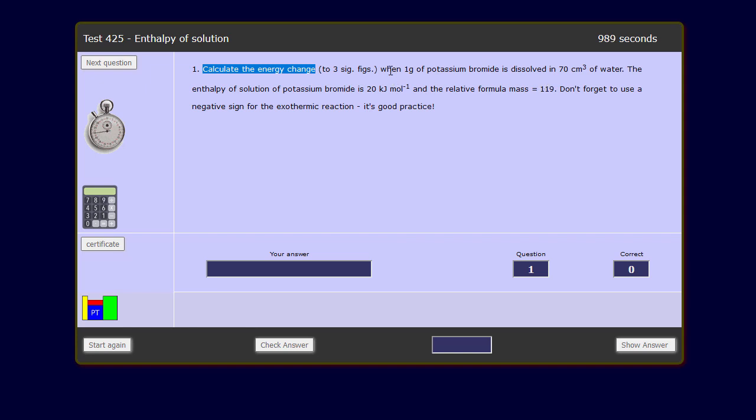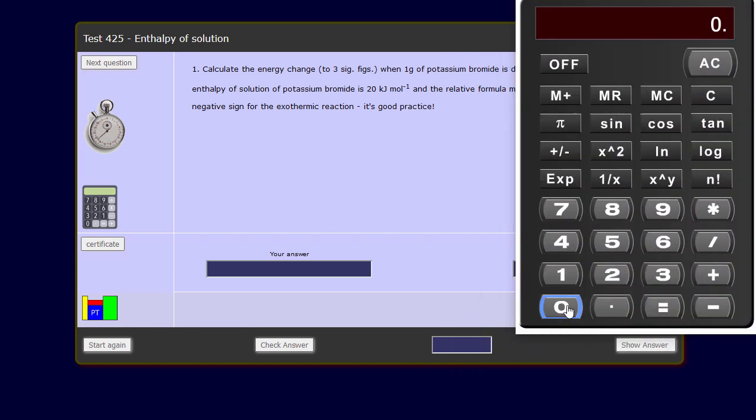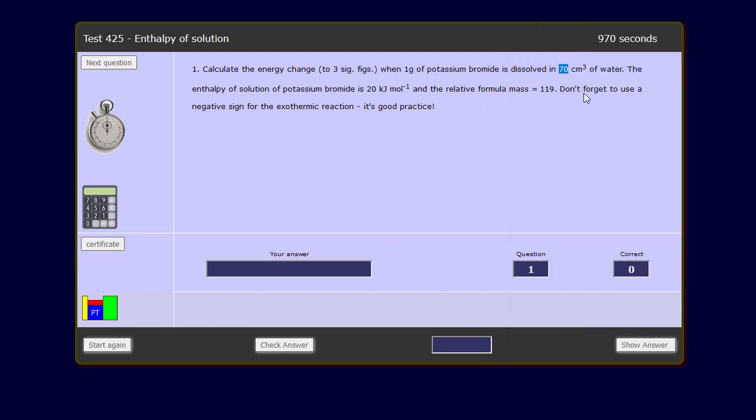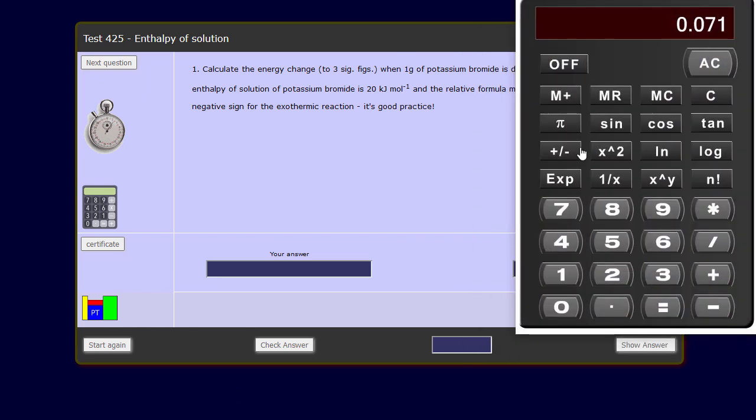Right, okay, so we know that the total mass will be 1 plus 70 grams, because 1 gram is 1 centimeter cubed. That's 71 grams, or 0.071 kilograms. I'm just going to drop that in there. The enthalpy of solution of potassium bromide, well, we're given the actual energy here. What we can do is work out the number of moles, can't we? Number of moles is 1 divided by 119. Actually, I didn't really need to enter this in there. Let's put this in the memory and cancel that now.